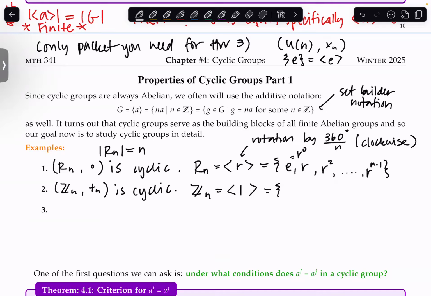So here I can think of the things that look like k times 1, where k is some integer. But that's really saying add 1 to itself k times. And I'll have the elements 0 up to n minus 1, so again I get n elements here. So essentially, these groups really look the same. One is multiplication, one is addition.